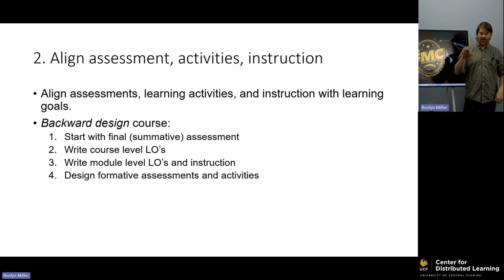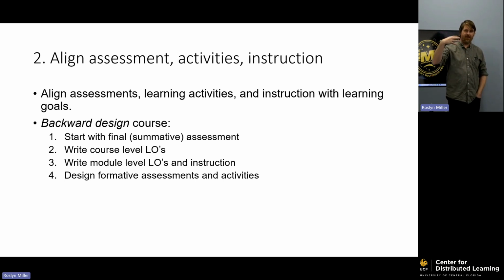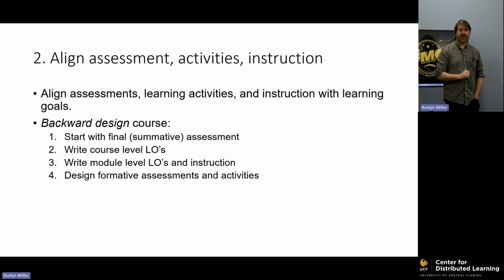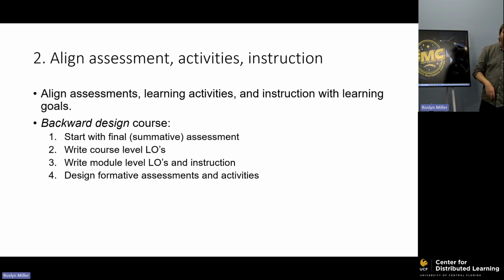From there, you look it over and say, what would be my course level learning objectives? Once I've got those, how can I break them up and write more module level learning objectives that work towards meeting the course level learning objectives? And then finally, once you've got those module level learning objectives written out, you can design your instruction, your formative assessments, and your activities. That's a good way to think about how to build a course where you have learning objectives that are measurable, time bound, and specific: start with what your summative assessment would be.